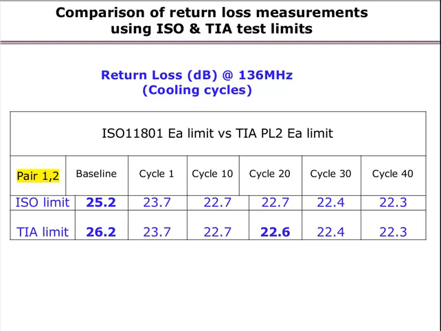The amount of return loss degradation obtained with both TIA and ISO test limits are compared on this slide. An agreement between the degradation obtained using the two standard limits can be seen.